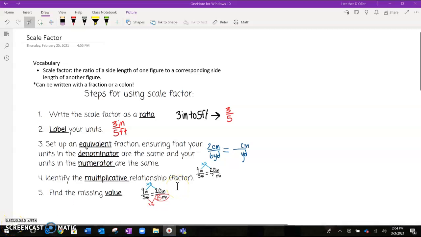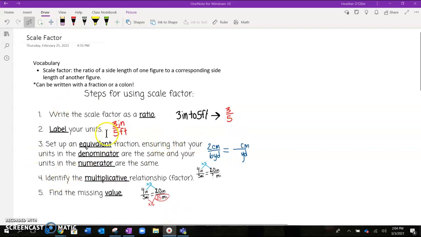So I'm going to review with you how to use scale factor to solve for a single side length, and then also how to use scale factor to find the area of something. All right, so remember, scale factor is the ratio of a side length of one figure to a corresponding side length of another figure. It can be written as a fraction or with a colon, or with the word "to."